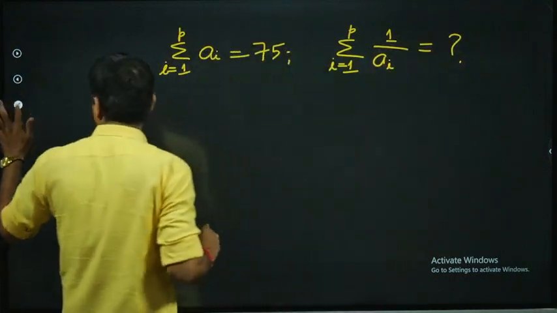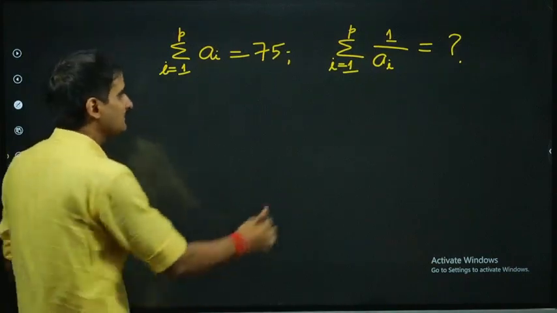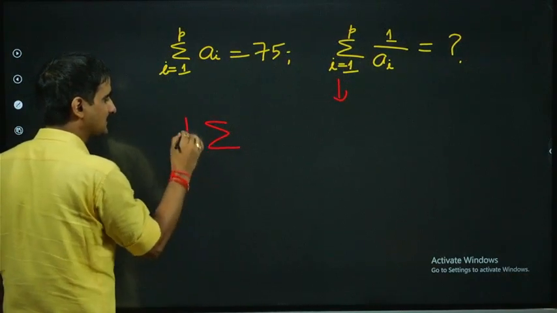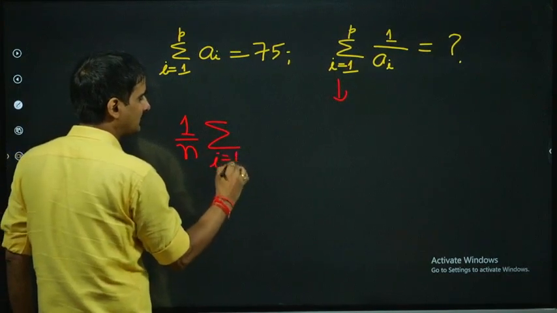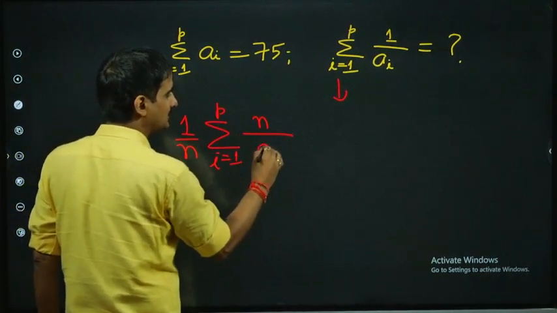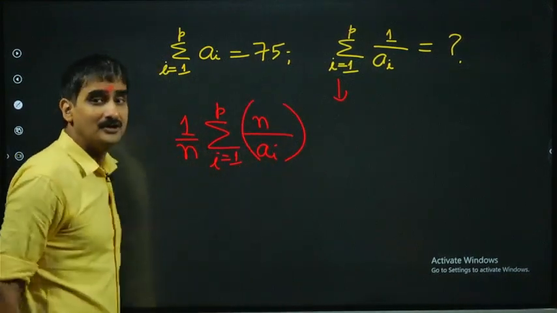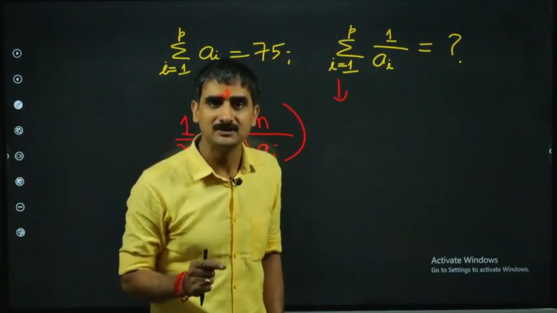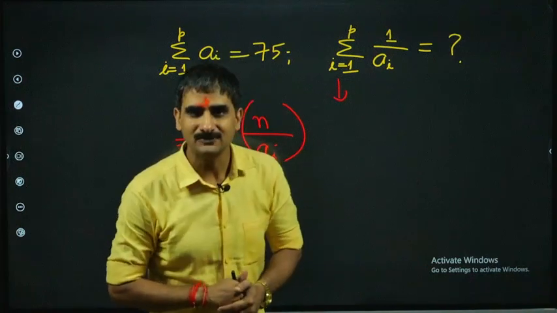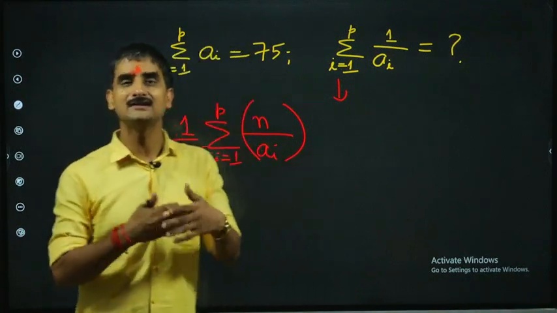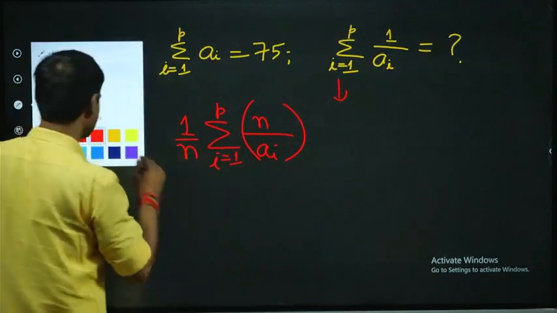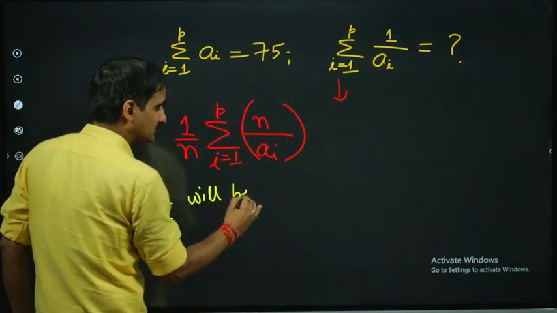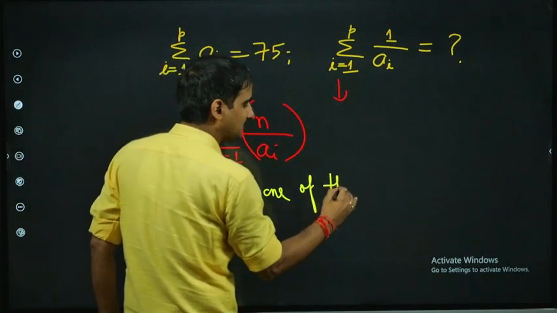See, my idea here was simple. I just multiplied and divided by n. So I divided by n, I kept it outside the summation, i goes from 1 to p, and I multiplied, I took it inside the summation. Now ai is a factor of n, n is the number. So when n is divided by one factor, what will we get? We will get another factor. So in any case, n upon ai will be one of the factors of n.